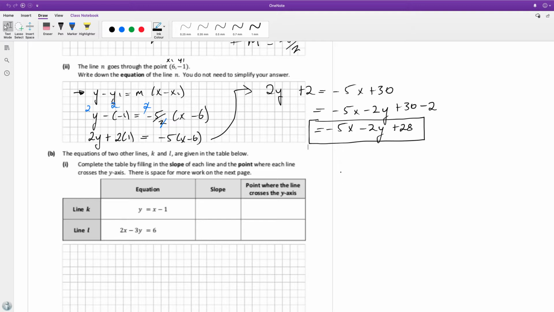Off you go and actually do line K and line L for me on your own. Give me the slope and where it cuts the y-axis, for both of these lines, K and L. You're looking for the slope of this line and where it cuts the y-axis, and the slope of this line and where it cuts the y-axis.